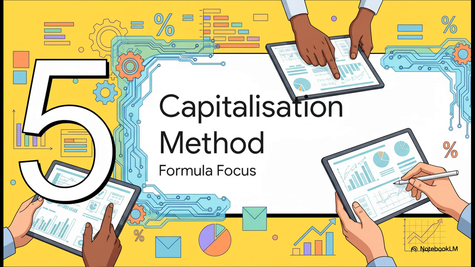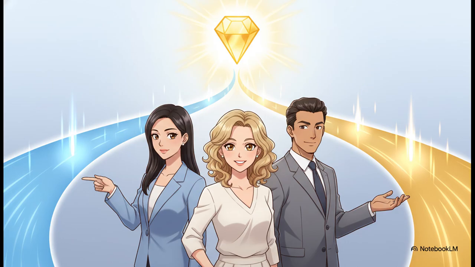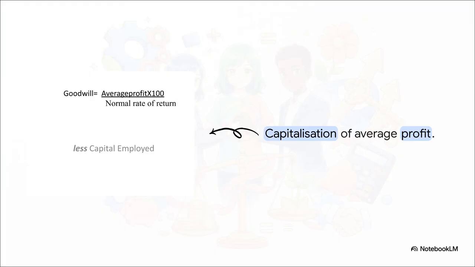And finally, Section 5, the capitalization method, formula focus. This is our third standard method, and fair warning, it's the most formula-intensive strategy of the bunch. Now, what's really unique about this method is that it actually splits off into two separate pathways to calculate the exact same invisible asset. You can either perform a capitalization of the average profit or a capitalization of the super profit. Both approaches are going to get you to your goodwill valuation, but they take very different mathematical routes to get there. So the crucial point here is that the logic actually works in reverse.